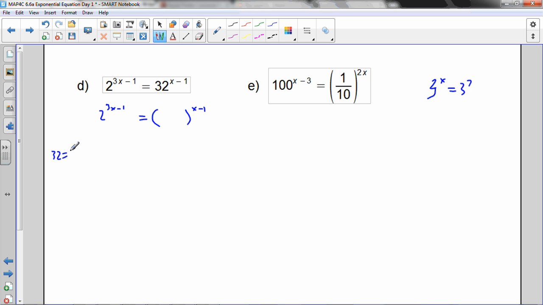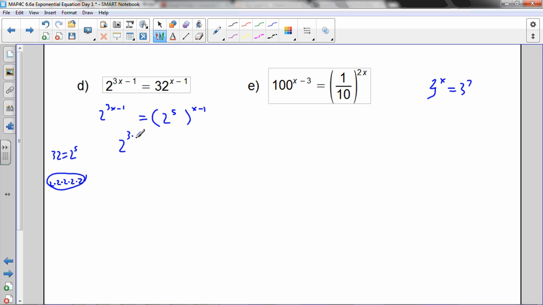32 is 2 to the exponent something. Well, what is it? Guess and check on your calculator or count up. 2 times 2 is 4, times 2 is 8, times 2 is 16, times 2 is 32. So it's 2 to the exponent 5. So 32 is 2 to the exponent 5. Well, what's going on here? This doesn't look normal, but at least I have the left side and the right side both as powers of 2.